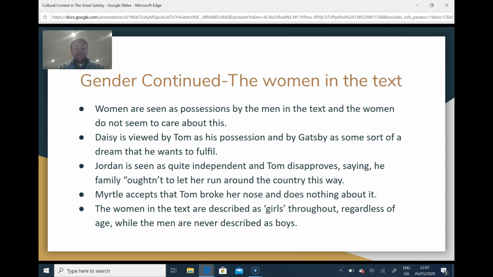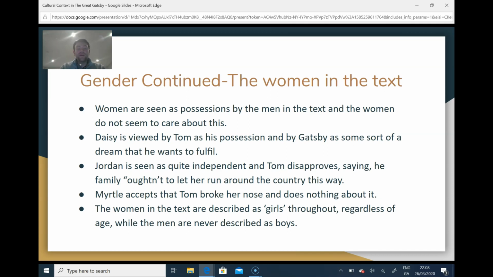Daisy is viewed by Tom as his possession, and by Gatsby as some sort of a dream that he wants to fulfill. So there's a question for you. Is Gatsby in love with Daisy, or is he in love with the thought of Daisy? Is he in love with this version of Daisy that he had in his head as he came back from war? Okay, is she the woman of his dreams, or is she a dream?